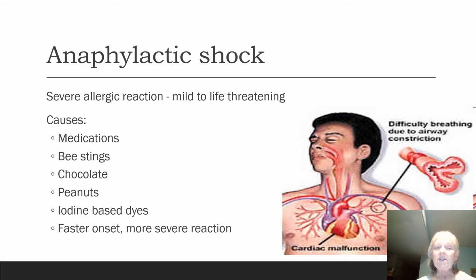Some of the causes: medications, bee stings, sadness for the people who can't eat chocolate. Peanuts are a big one. Some of your iodine-based dyes. If you're allergic to shellfish and they're going to do a procedure and they're going to give you iodine, you may want to tell them not to do that because you can end up in anaphylactic shock. Just a matter of what's going on.